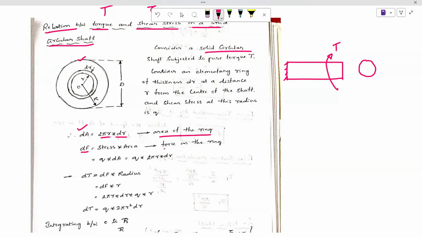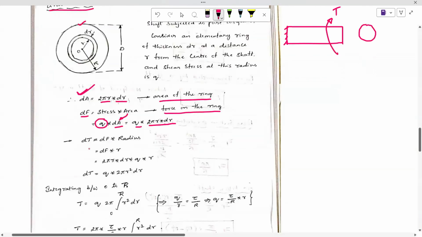What is dF? dF is the force acting on the ring. What is that force? Stress into area. You all know that stress equals force by area, so force equals stress into area. We are considering the shear stress, which is small q. The area is the small area of the ring, dA, so q into dA. From this equation, dA is 2 pi r into dr. So the equation will be dF is equal to q into 2 pi r into dr.